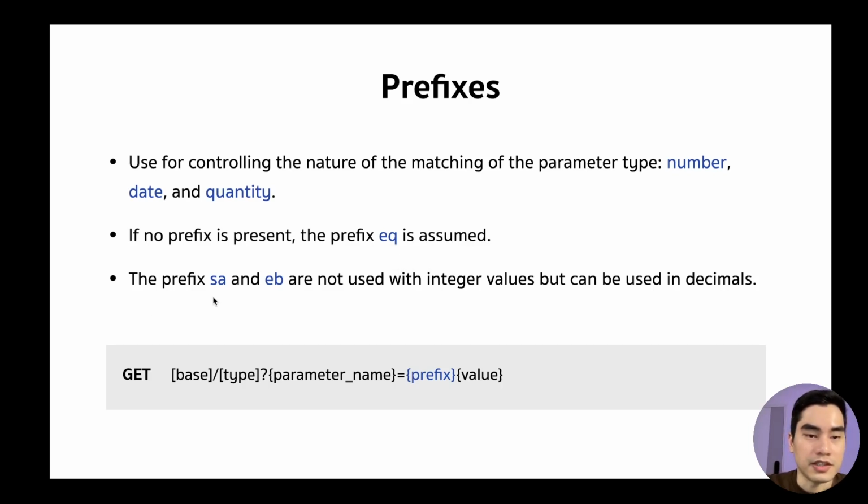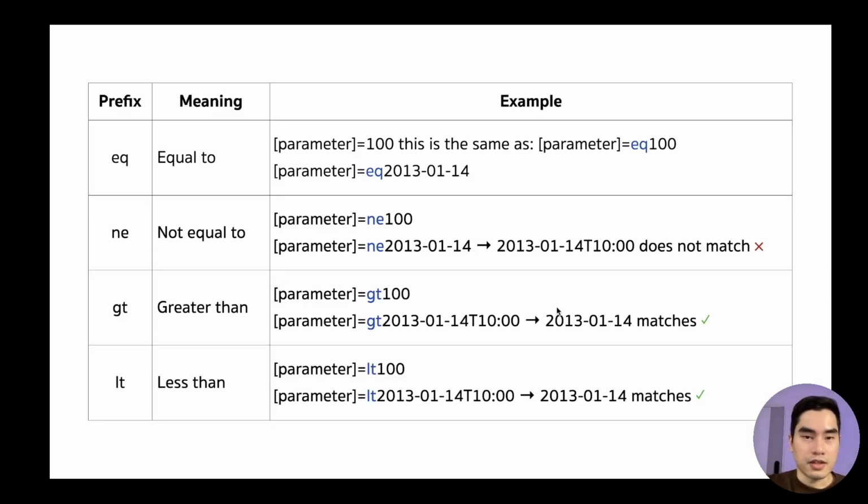There are prefix names start after and end before. These are used with date or decimal, but not with integer. And here is the format. So now is the example time. Equal is pretty straightforward. Equal is equal. So any parameter equal 100 is the same as parameter EQ 100. If you use it with date, it's like this.